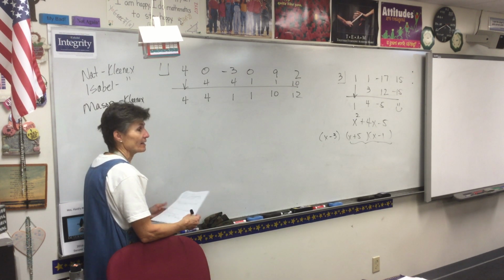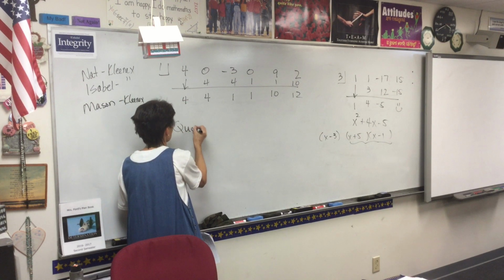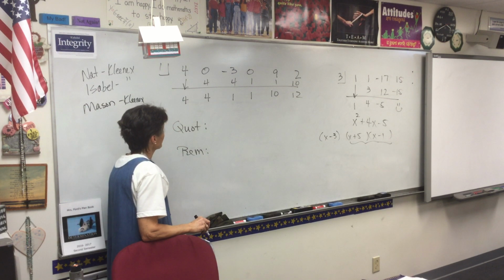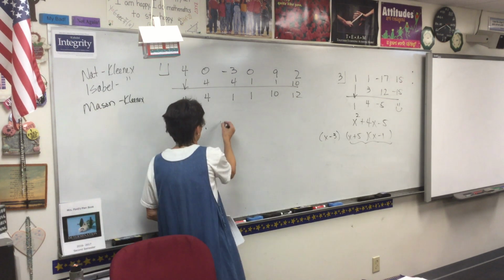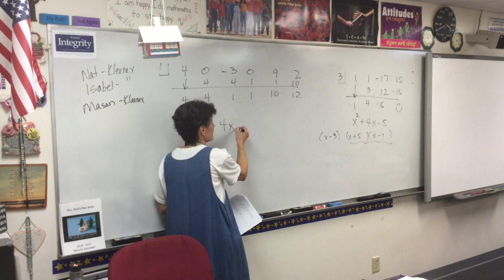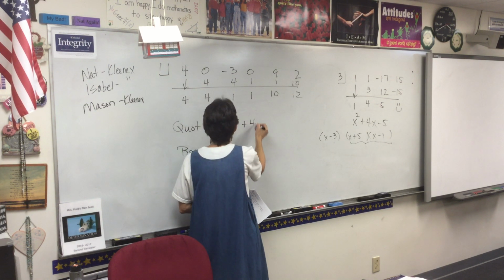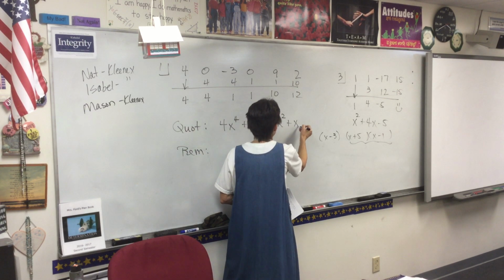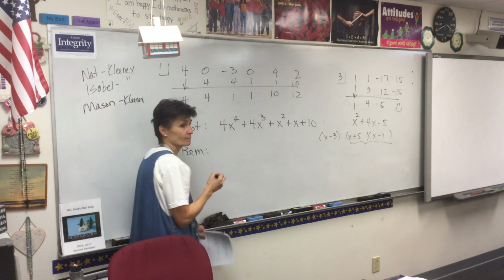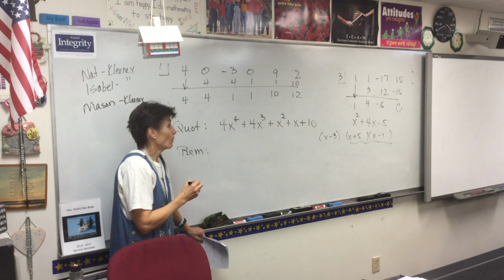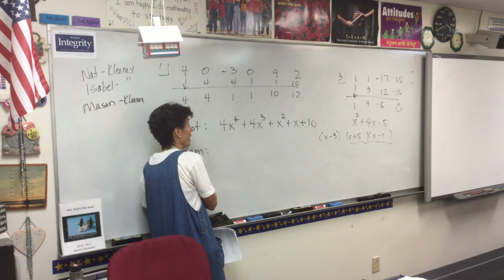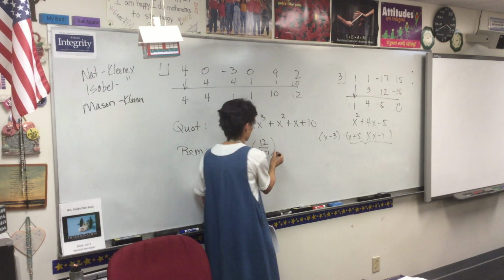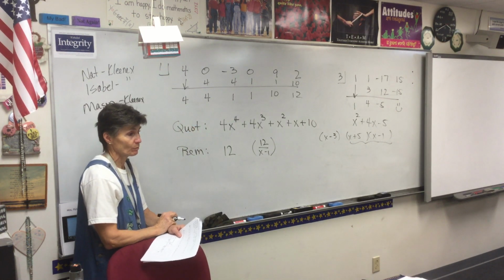And this just says use synthetic division, but I know on the test I've asked you for the quotient and the remainder, so let's go ahead and write that down. The quotient would be what? 4x to the fourth plus 4x to the third plus x squared plus x plus 10. And the remainder I got on a separate line, and the remainder is either 12 or 12 over x minus 1, whichever way you're comfortable writing it. That would be the remainder.